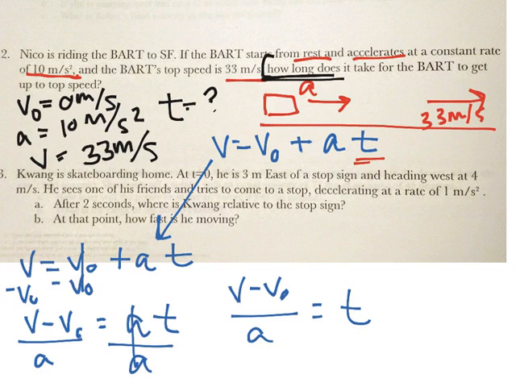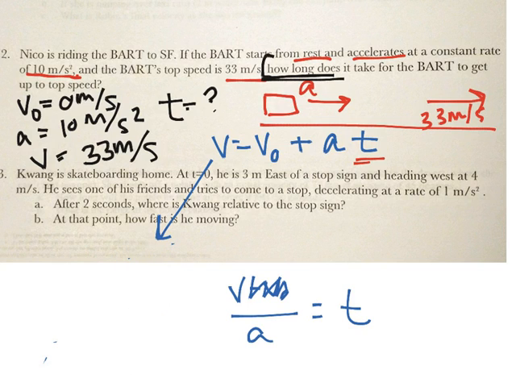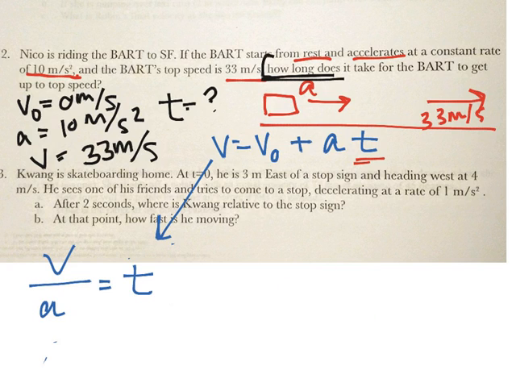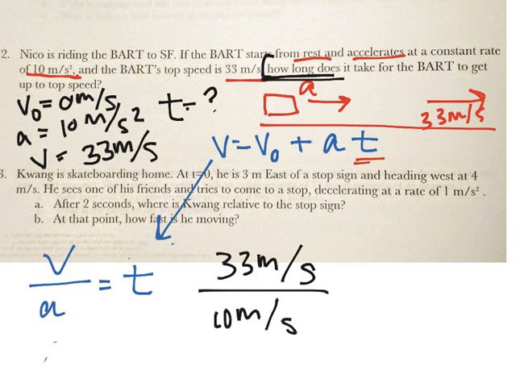Here's a nice thing. We can say, oh wait, v naught, that thing's just 0. We don't care. So your final equation is going to look something like v over a gives you t. And then you just need to plug your numbers in and solve it. We know what v is. It's 33 meters per second. Your acceleration is 10 meters per second squared.